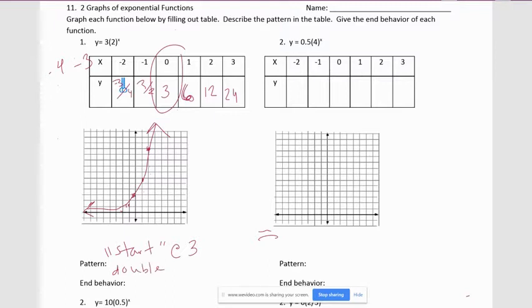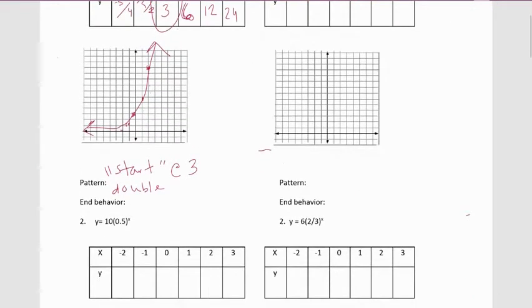Okay, and my end behavior, as I move to the left, just going to give myself a little more room. As x goes to -infinity, our y's get closer and closer to 0. And as x goes to positive infinity, our y's get closer and closer to positive infinity.